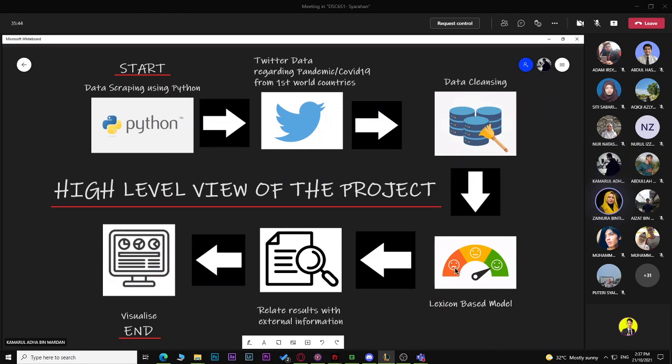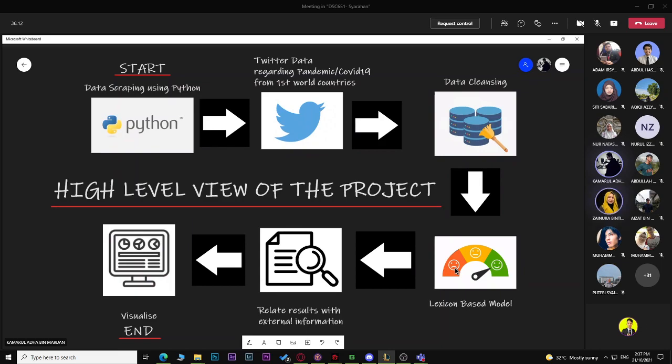So now I'm concerned about the plotting of the graph. What are you going to plot? As of now, we haven't decided yet because we haven't looked at the data, but I think it is best if we would visualize the most negative tweets by country, the number of suicide rates, the number of cases, the number of people who died because of COVID.